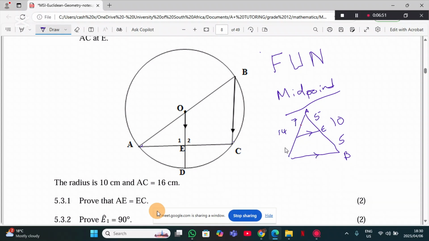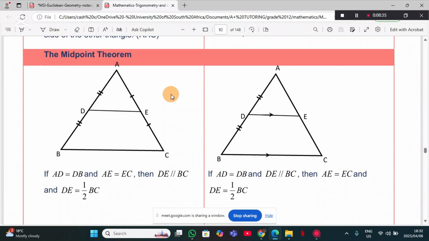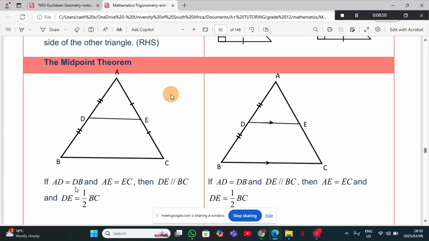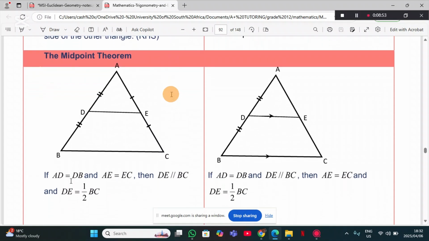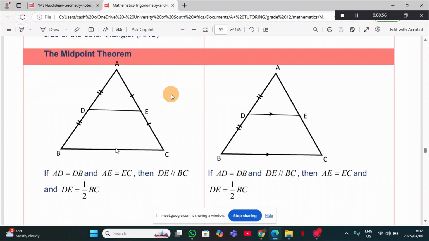Wait, do you have notes based on these? Because I don't have the notes here with me. I don't know. There, midpoint. Yeah.